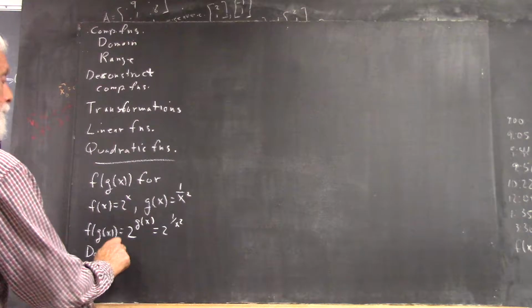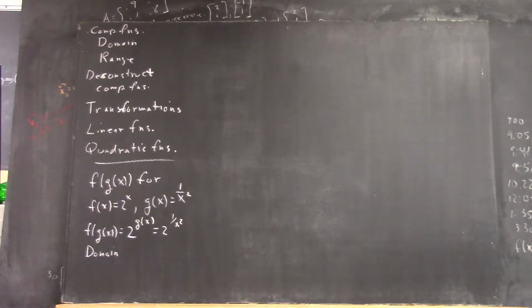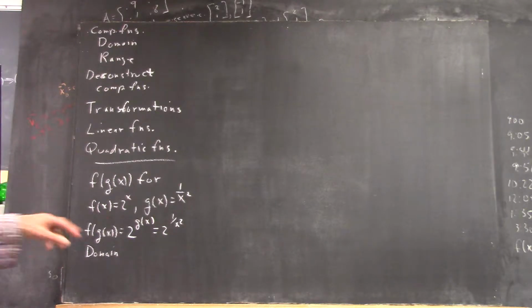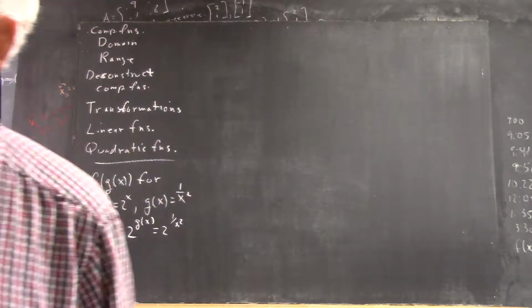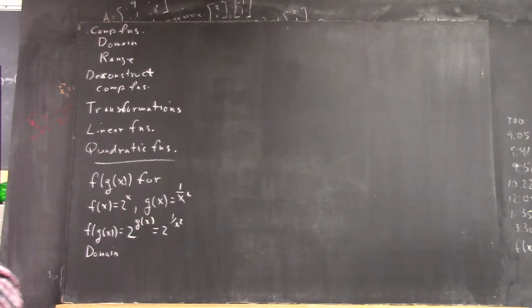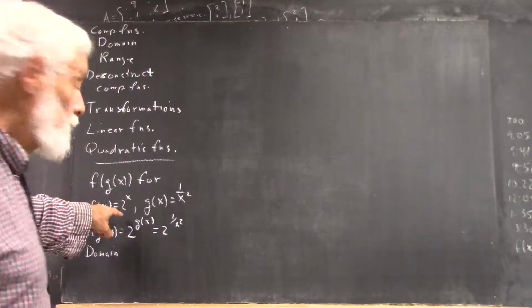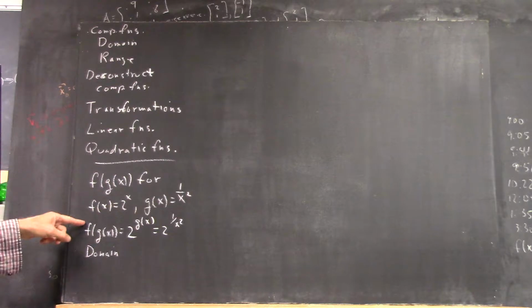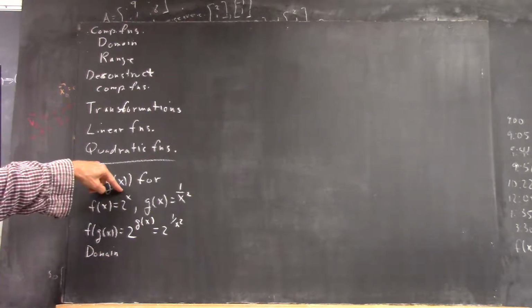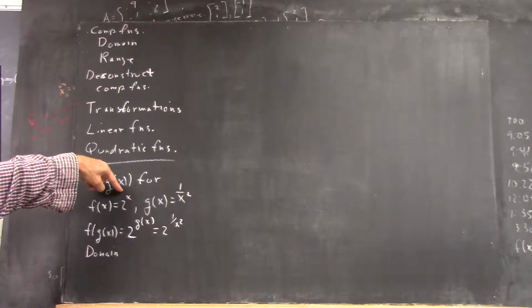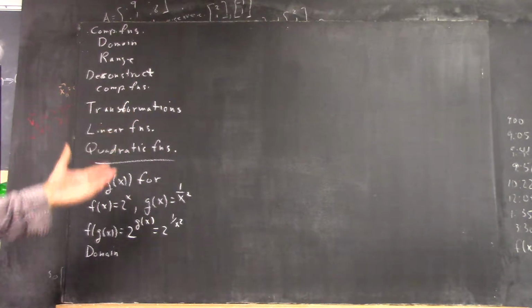The most common answer I got for the domain of this function was negative infinity to infinity because, of course, the 2 to the x function is defined all the way from negative infinity to infinity. You can plug any number x into this function and you get a result. Okay? You can raise 2 to any power whatsoever. 2 to the 0 is 1, so you don't have to worry about 0.